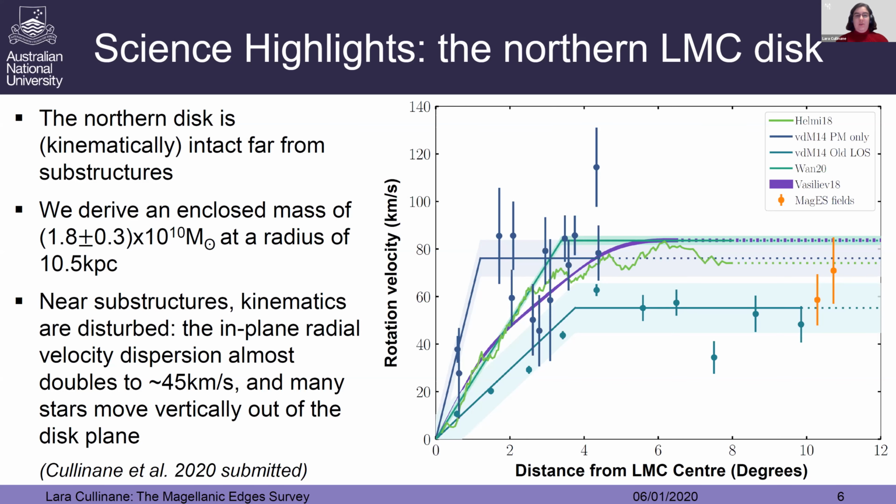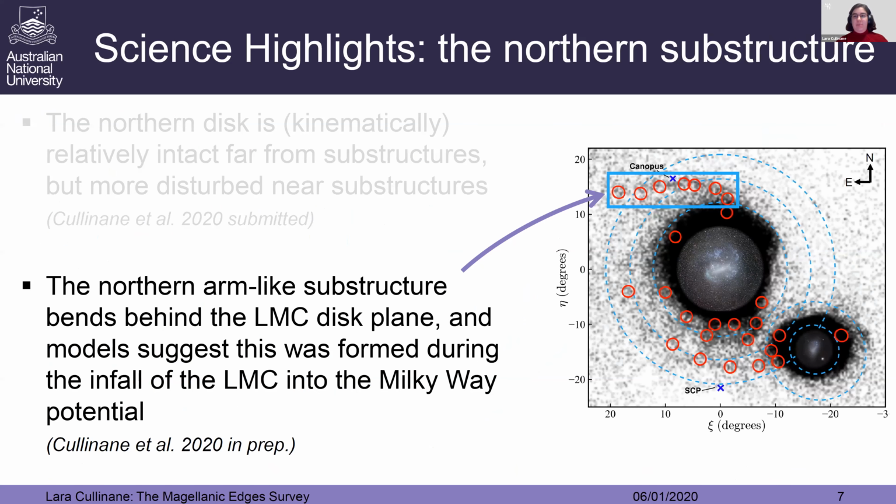Speaking of that substructure, we find that this is actually, in 3D space, bending behind the plane of the LMC disk. Stars in fields along this substructure have kinematics and metallicities which models indicate were formed by being ripped out of the LMC disk as the LMC underwent its first infall into the Milky Way potential. And it's by combining discoveries like these with studies of the rest of the features around the clouds, which we're planning to do in the near future, that should give us a good handle on the overall interaction history and all of these interesting things that we care about of the Magellanic System.